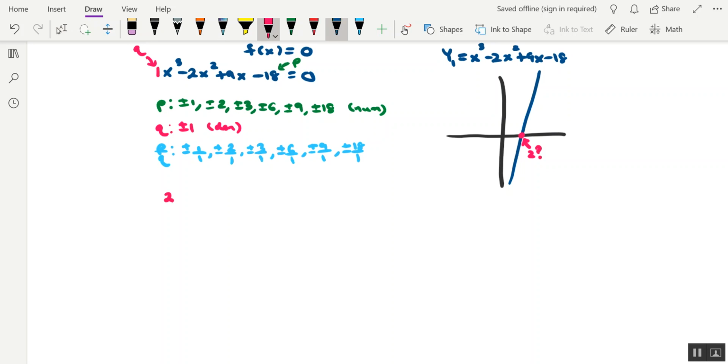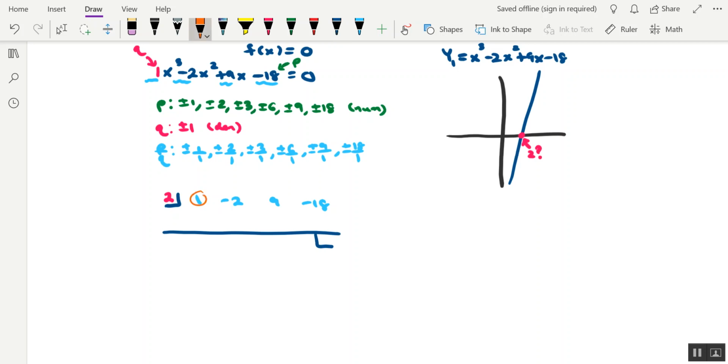Take that 2, put in a little half box, and then we're going to write out the coefficients of f of x directly to the right of it. So 1, -2, 9, and -18. We'll finish up the synthetic division setup here.